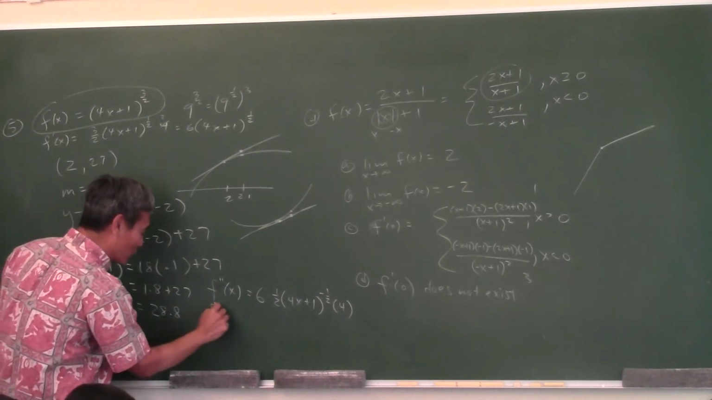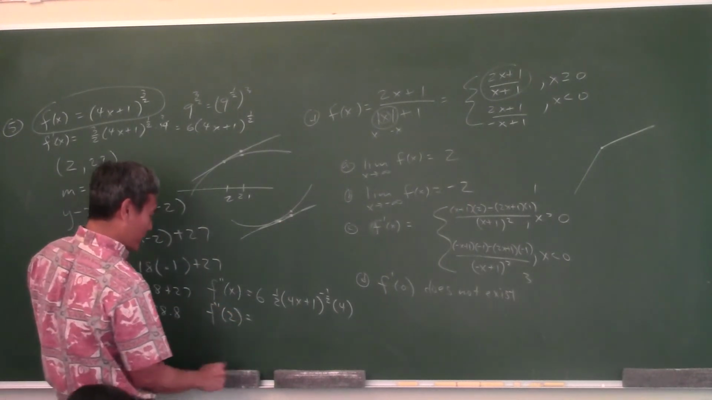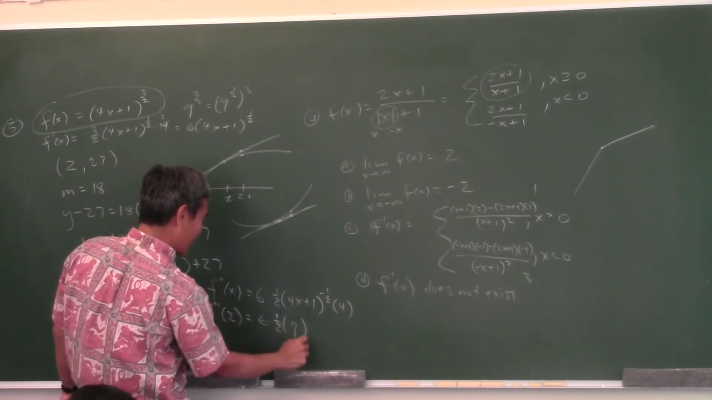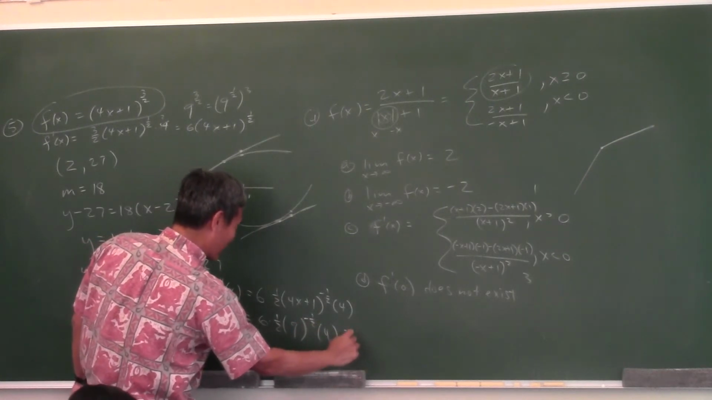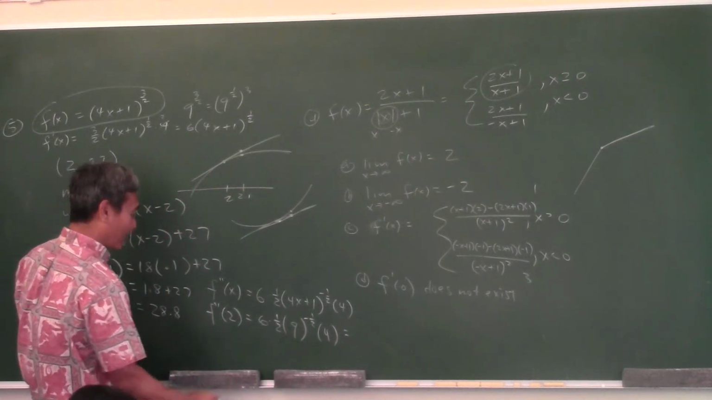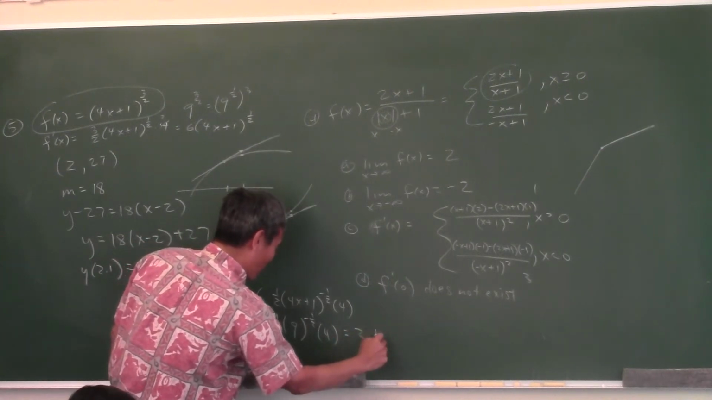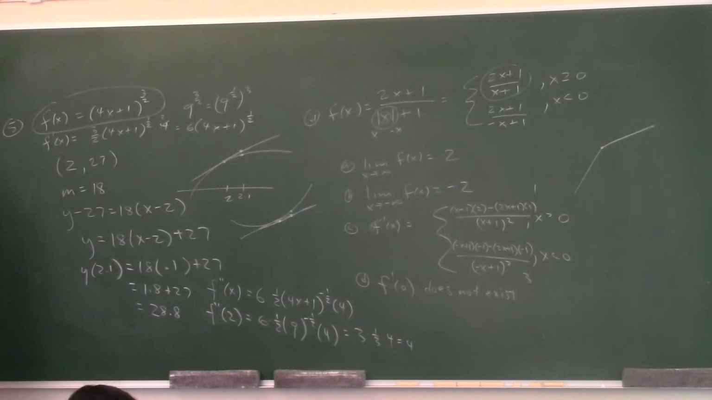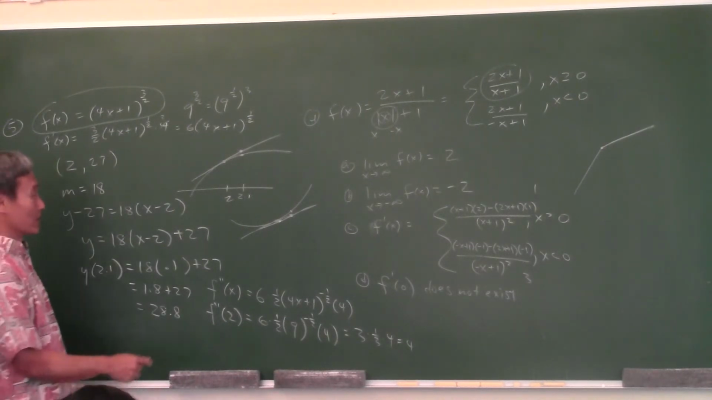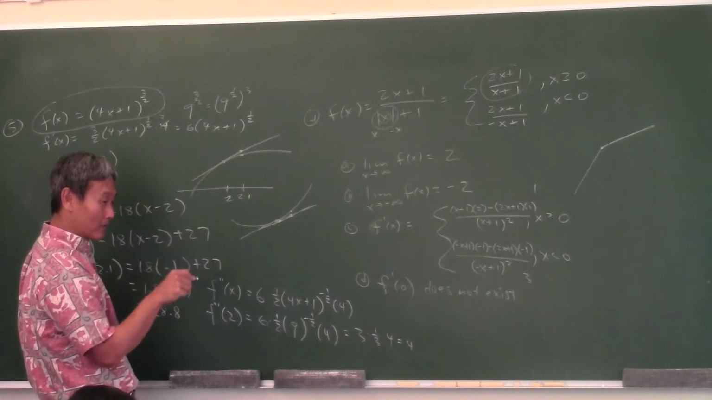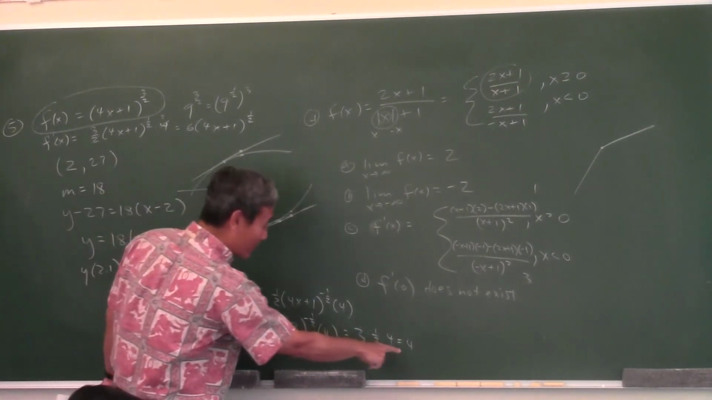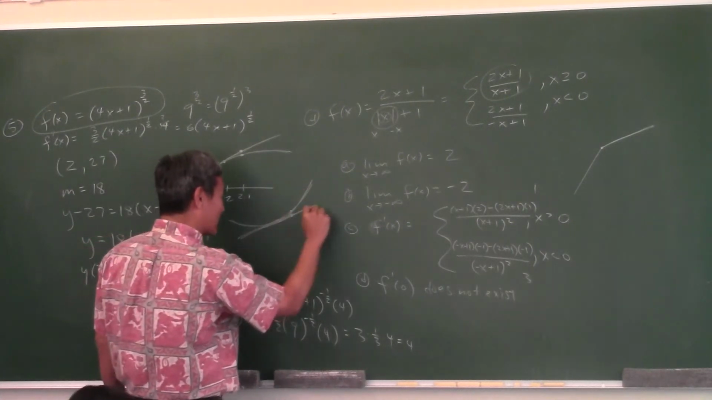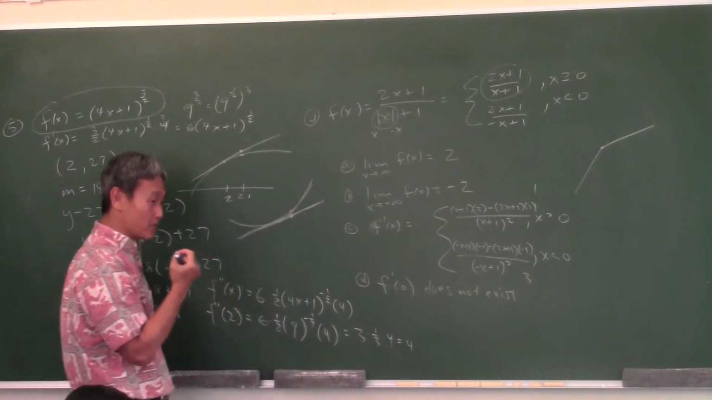Now, I plug in 2, and what do you get? 6 times a half times 9 to the negative half power times 4. What does that come out to? 3 times 1/3 times 4. That comes out to 4. Is that a positive or a negative number? It's a positive number. So does that mean the graph is concave up or concave down? If the second derivative is positive, that means the graph is concave up, which means that the tangent line is actually below the curve, which means we have an underestimate.